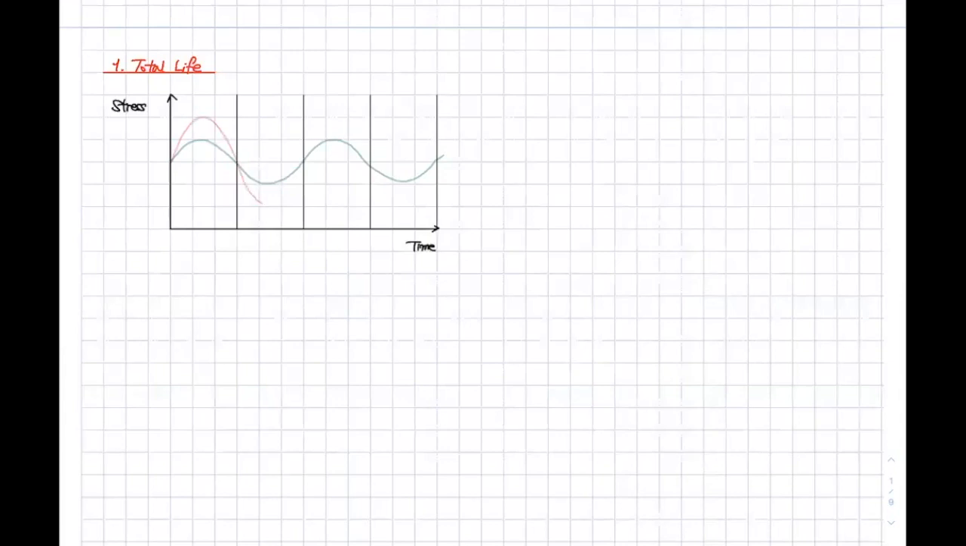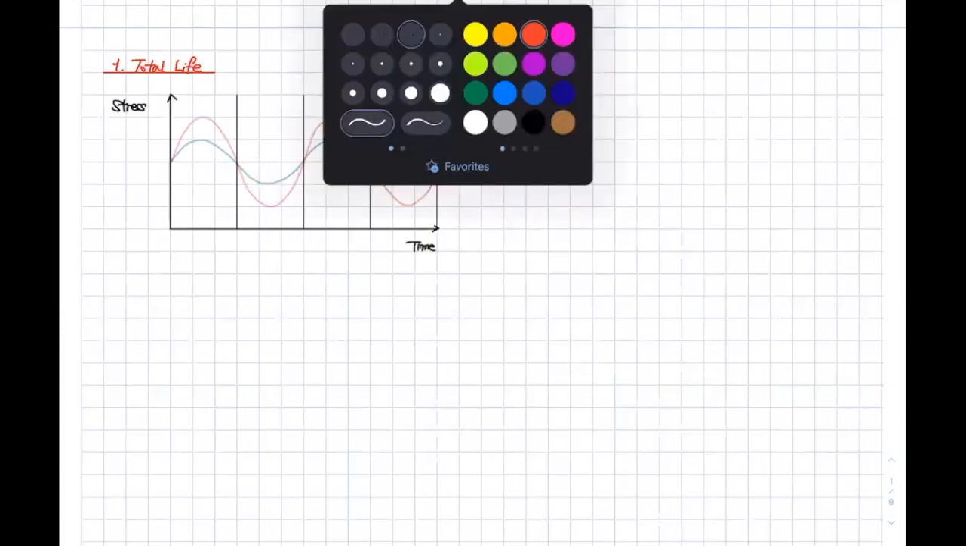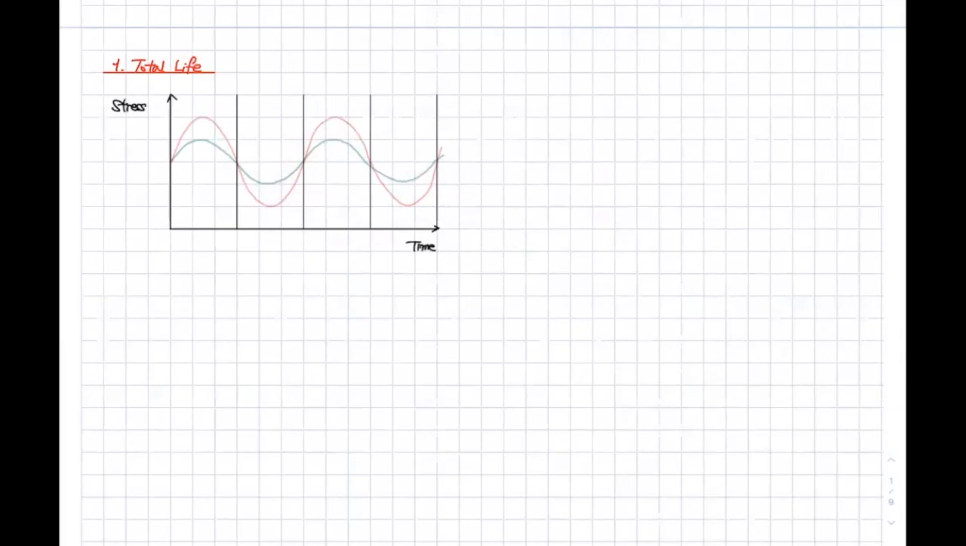Boom, up, down, up, down, right? Even much harder, much stronger. It's up, down, up and down. This is the cyclic loading.